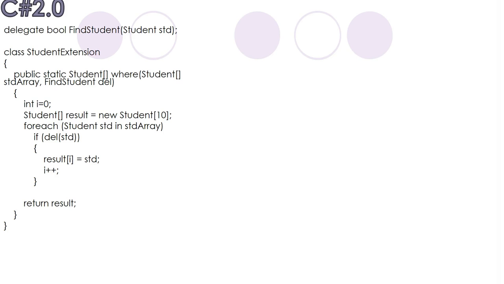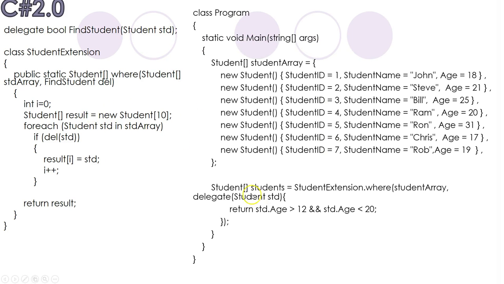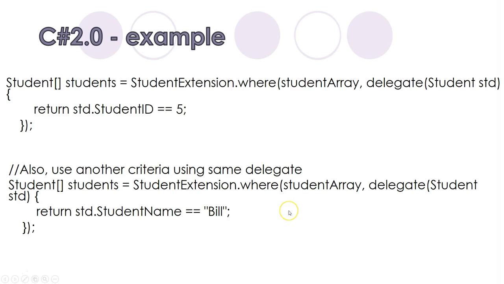But then with 2.0, we had delegate, and this delegate, we can declare it and we can use it in our program to return the same thing. But it was kind of an extension where student array will go as an input, and then delegate student ID was checked to find any student whose age is greater than 12 and less than 20. So you can have different criteria.